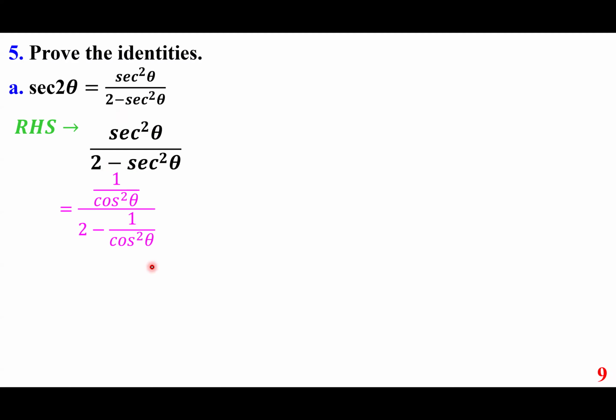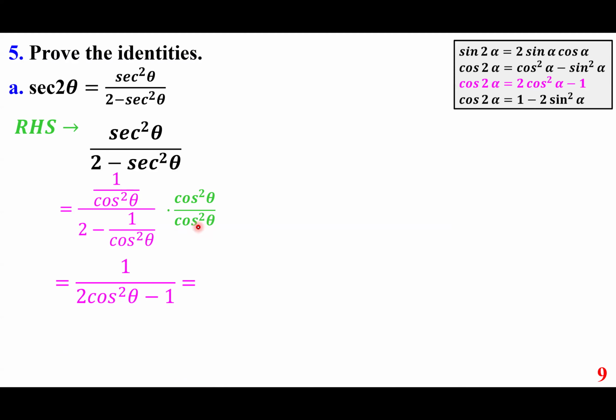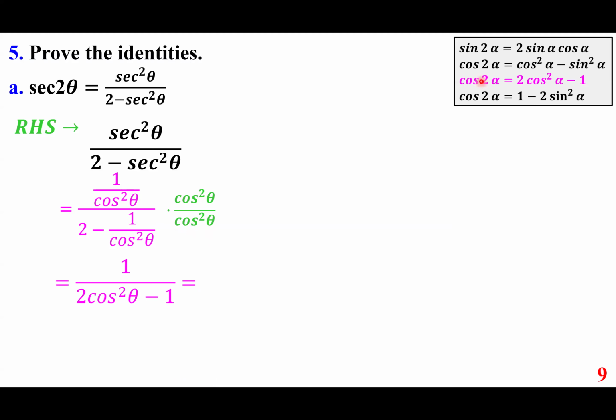Clearly, this is a complex fraction. We can multiply the top and the bottom by cosine squared theta. When we do that, these two cancel each other. The numerator becomes 1. The bottom becomes 2 cosine squared minus 1. And double angle, I hope you recognize cosine of 2 alpha is 2 cosine squared alpha minus 1. So this is cosine of double angle, cosine of 2 theta, which is secant of 2 theta because it's 1 over that. It's the reciprocal of that.